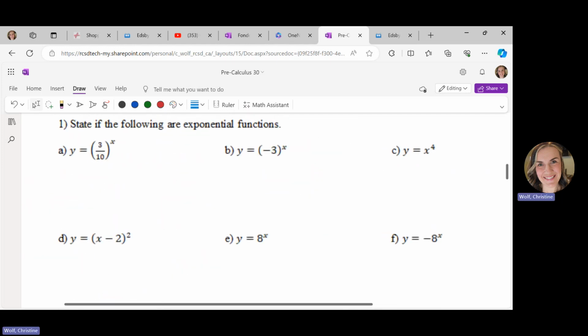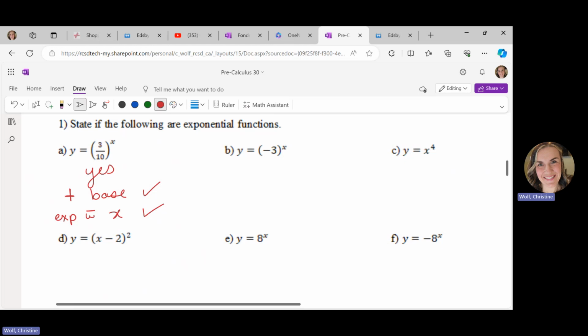I just want us to state if the following are exponential functions or not. So this guy here, you have y equals a random base, 3 over 10 to the power of x. Okay, you have to check, is your base positive? Yes, it is. And does your exponent contain an x? Yes, it does. So yes, positive base, exponent with x. So both of those things get checked off.